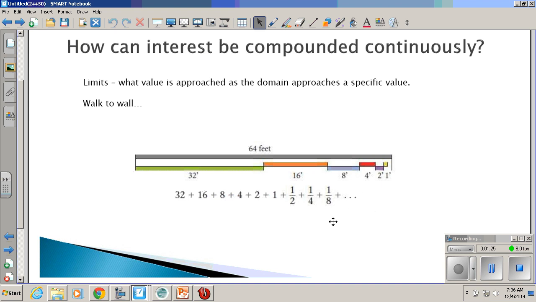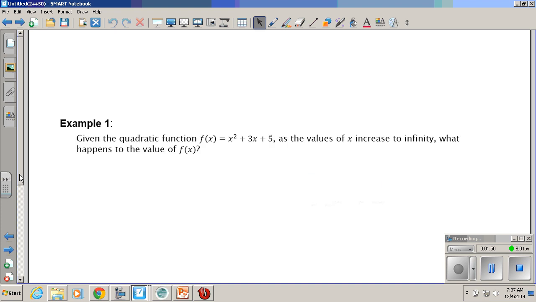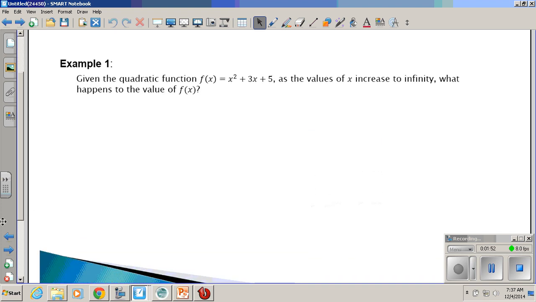But I'm never really going to reach the wall if I keep going half the distance. That's kind of an idea of what a limit is. Even though I'm never going to get to the wall, I am approaching the wall. So it's going to approach something, like in this case, I'm approaching the wall, even though I never reach it. So that's really what a limit is. Let's go through some examples here.